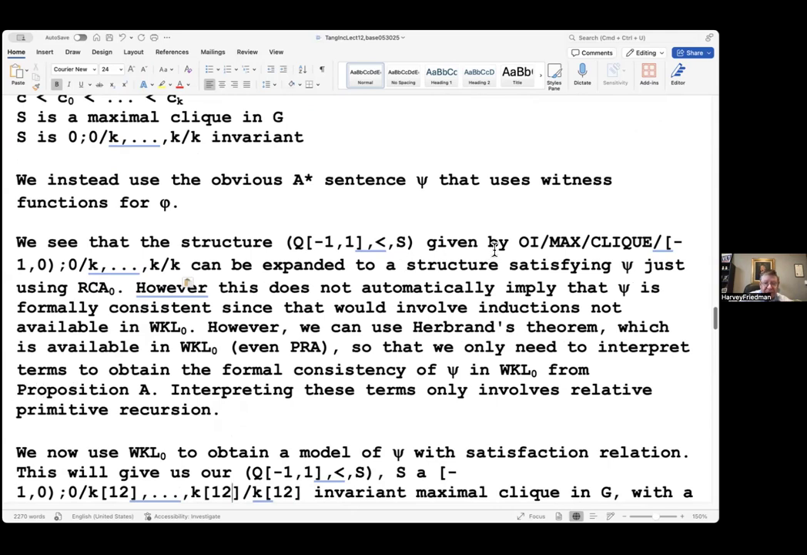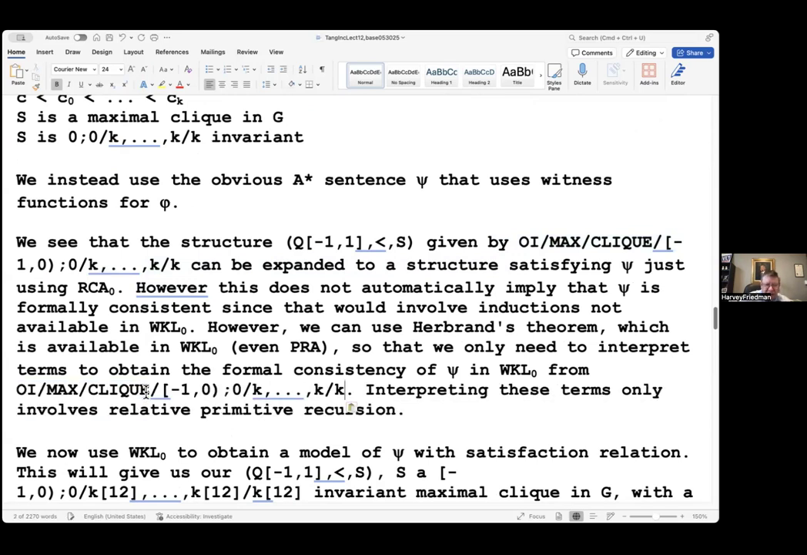Well, we use this thing instead. I'm not sure I want to use proposition A anymore because it has a K-12 in it. I don't know. Anyways, this is just expositional. Interpreting these terms only involves relative primitive recursion, right? Because to interpret a term, a term has only finite complexity, right?